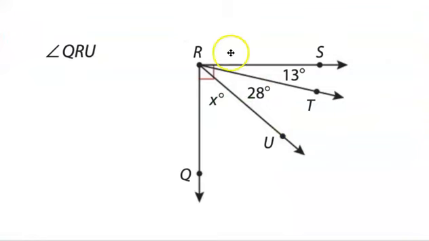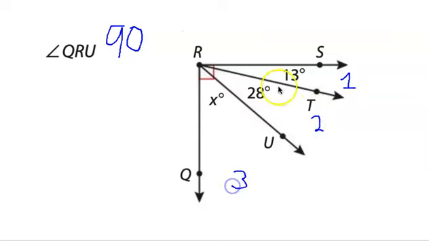So here we have another right angle. This one looks different because it is flipped upside down. So even though it is flipped upside down, it still measures 90 degrees. But we see something different here. We have 1, 2, 3 parts. So we know we have a 13, we have a 28, and we have an unknown. This is our unknown here. We know that these 3 parts have to add up to 90 degrees.